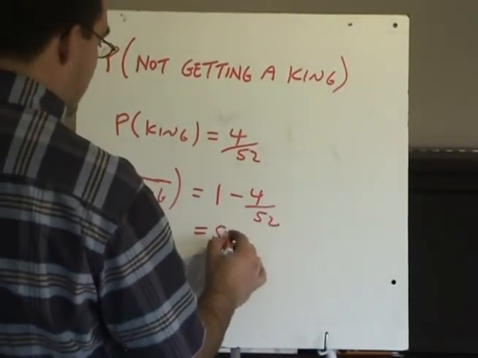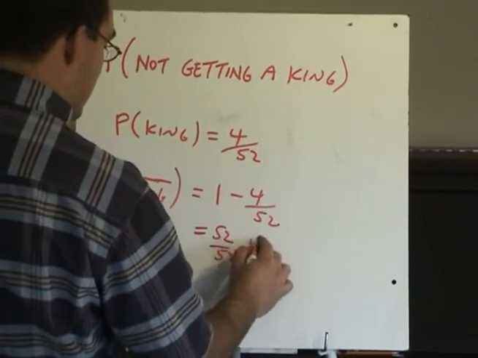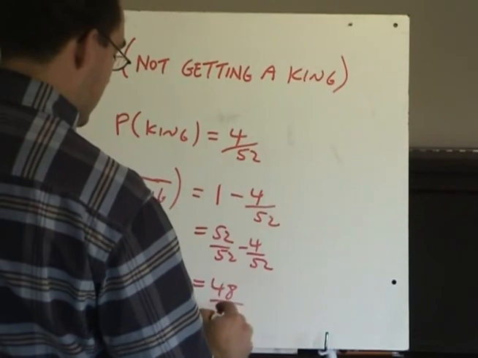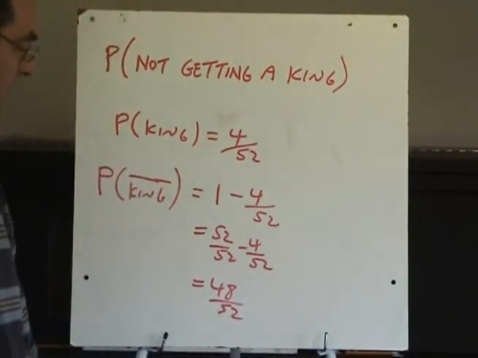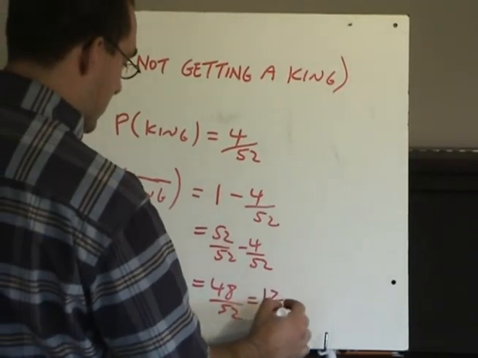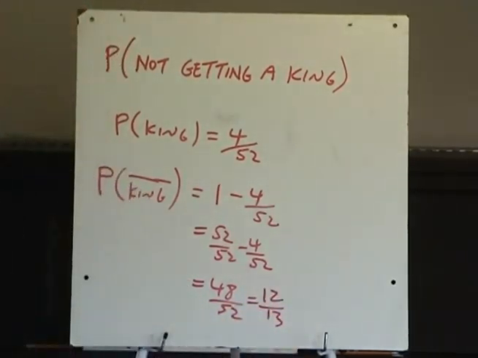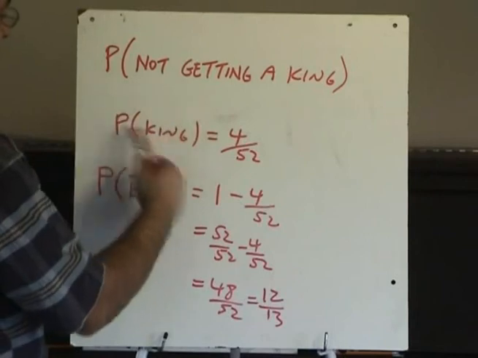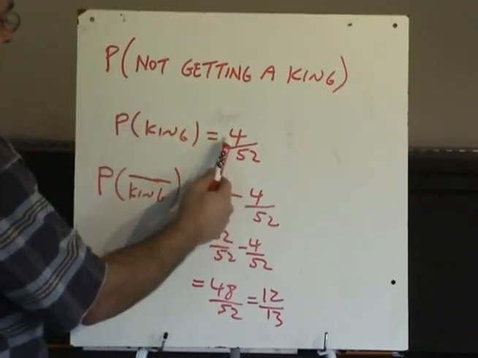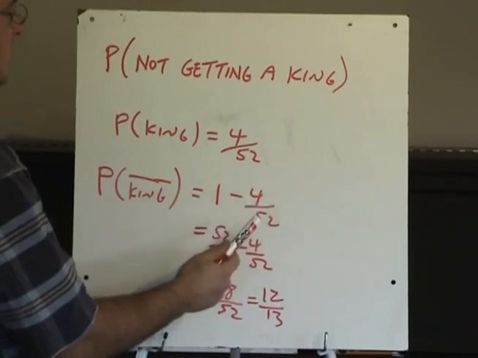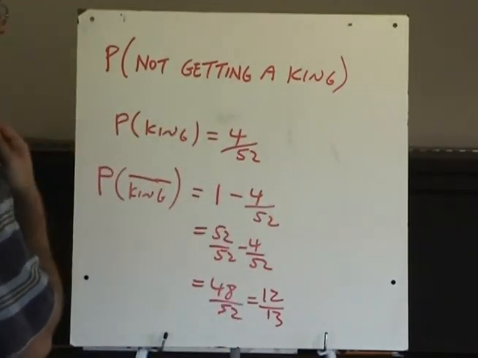Getting common denominators here, so that I can do this subtraction, leaves 48 out of 52, which we can reduce to 12 out of 13. So you see, sometimes to find the probability of not getting a king, if we find the complement, the opposite event, which was 4 out of 52, then I go 1 minus 4 out of 52, and I can get the probability that I was asked for in the first place.